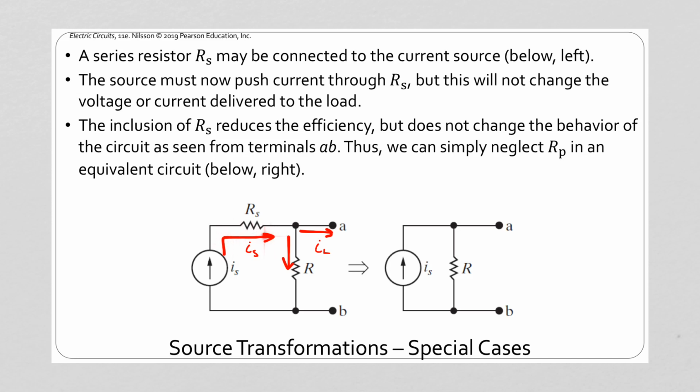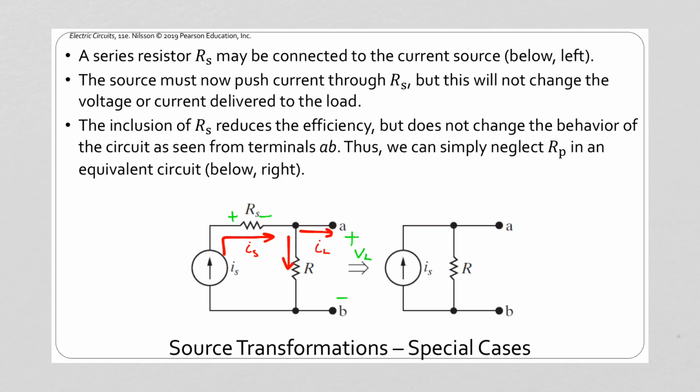And then that same current is going to branch off through the parallel resistance and through the load, as we've seen as well. So the same current is going to be delivered to the load as there was before. Thus, we can ignore this series resistor, and we can use a simpler equivalent circuit in this case. We know that the current is going to be delivered to the load the way it was before, and so whether that series resistor is there or not isn't going to affect what's going on outside the circuit beyond the terminals A and B.